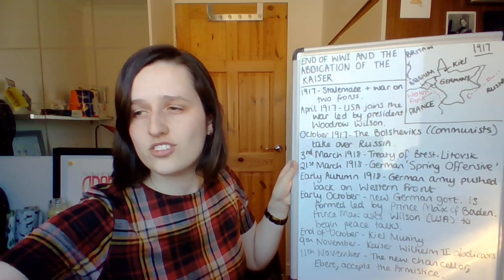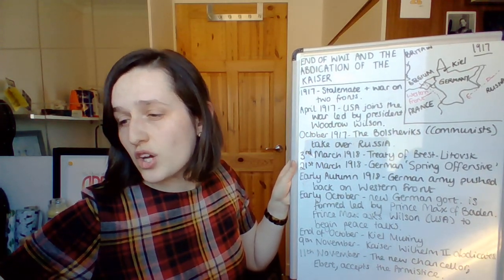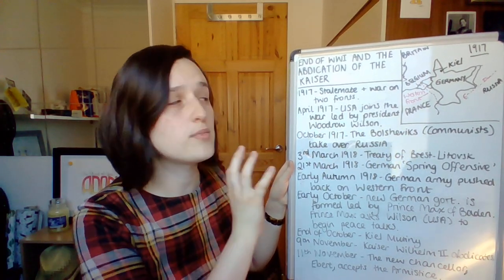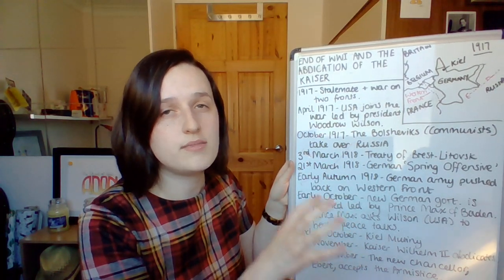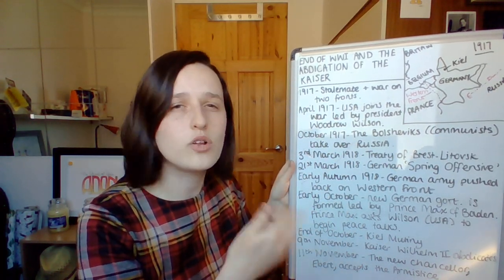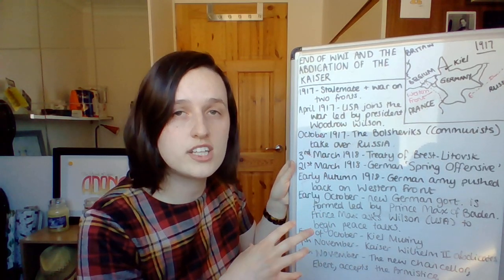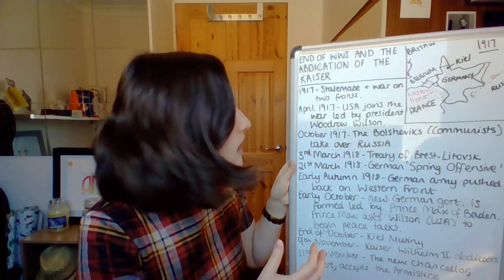Now, bear with me while I just check my notes. When he sets up this new government, it basically seeks to take some of the power away from the Kaiser and the military personnel who are running Germany at this time, and it looks to give this power to the Reichstag, which is basically the German equivalent of Parliament.